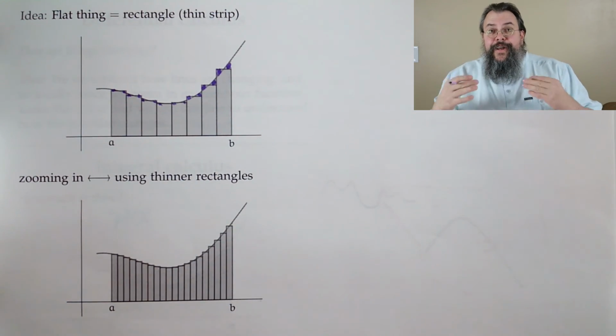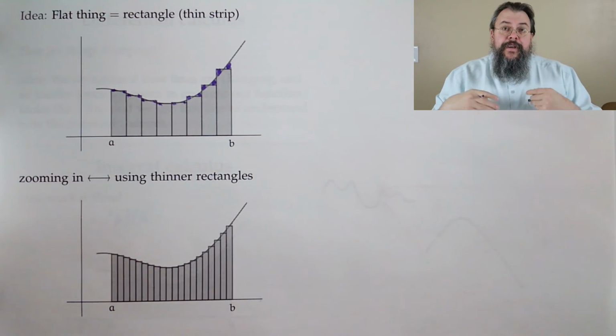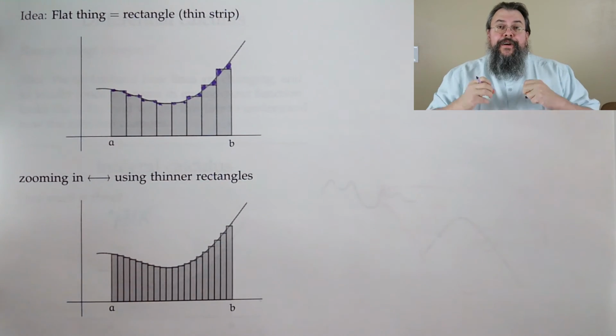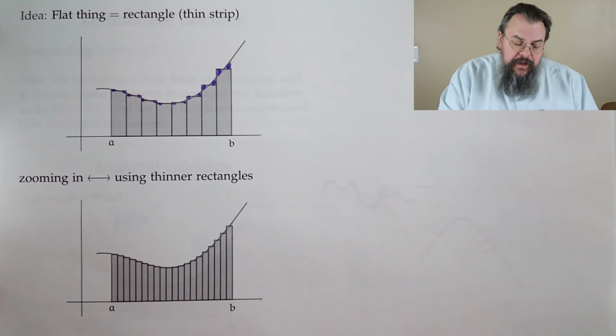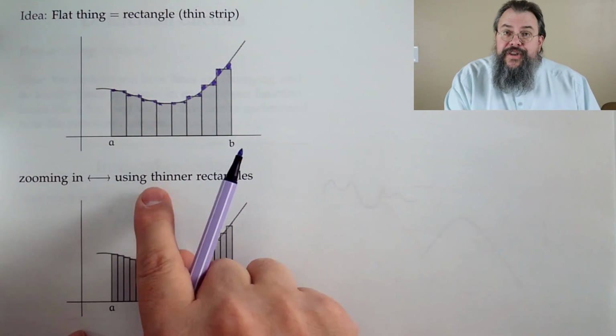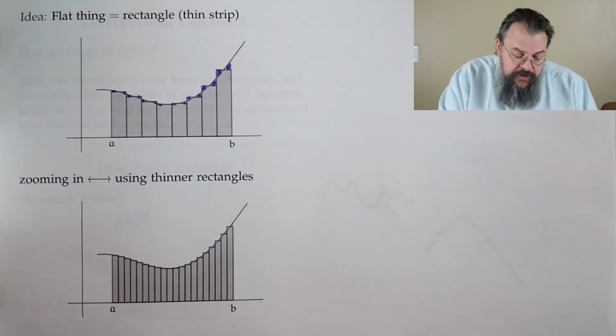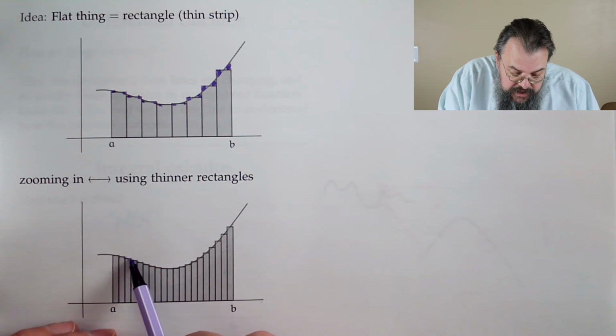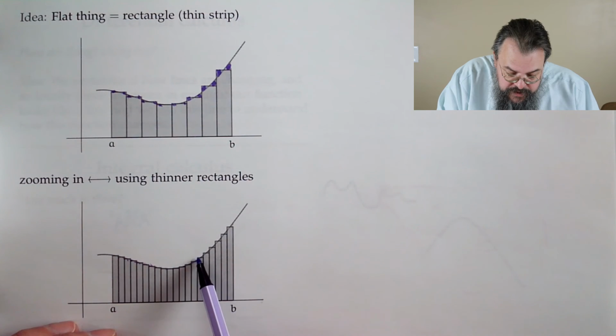So, all right, we have this nice idea, flat things. What's our zoom in? Our zoom in says, hey, if we want a better approximation, make our rectangles thinner. Then what happens is that the errors become small, almost imperceptible.